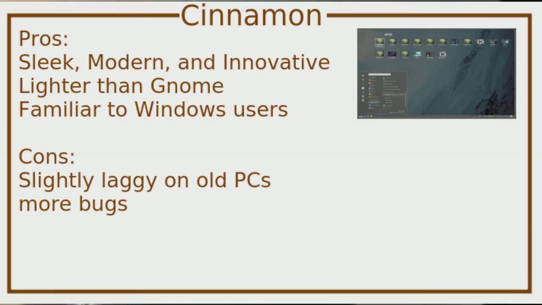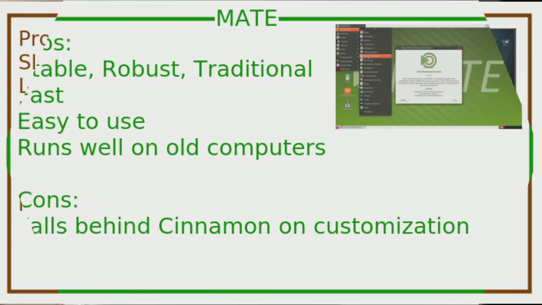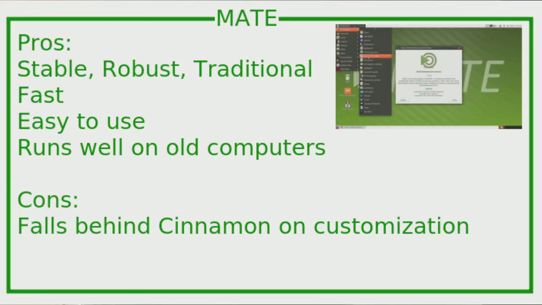You've got the choice between Cinnamon, a sleek, modern, and innovative desktop environment. It comes with many new features all the time, and it's kind of a high-techy, modern thing. But it does take up a little more CPU, and especially on older computers, there'd be a little more lag than other desktop environments such as MATE, which is a stable, robust, and traditional desktop environment. It's a little more traditional. It'll feel a little more familiar to Windows users.